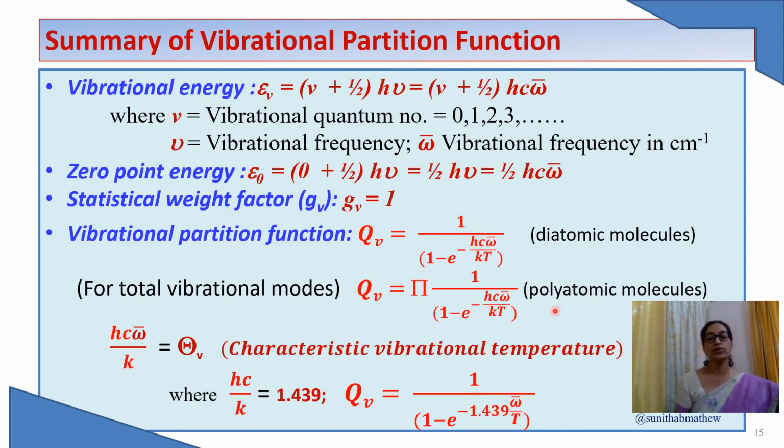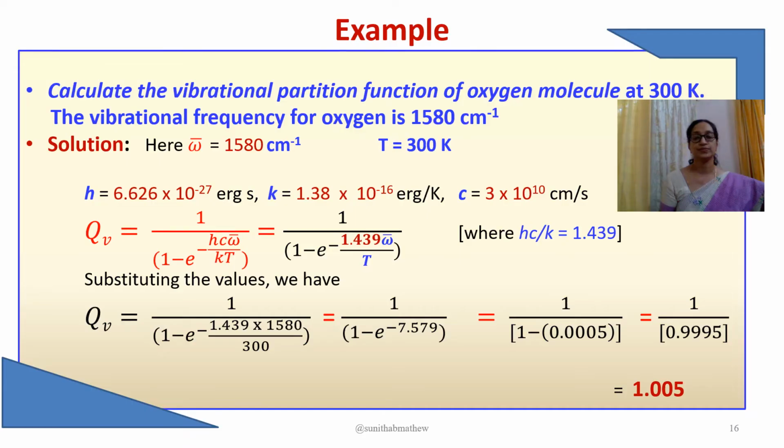Now for a polyatomic molecule, depending upon the number of modes of vibration, whether it is 3n minus 5 or 3n minus 6, we will carry out the product over all the vibrational modes and we will get the total vibrational partition function. Let's see a numerical based on the vibrational partition function.